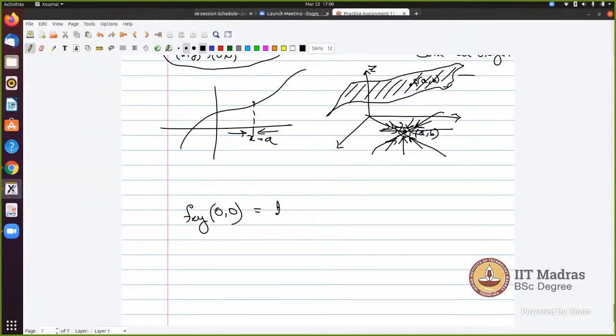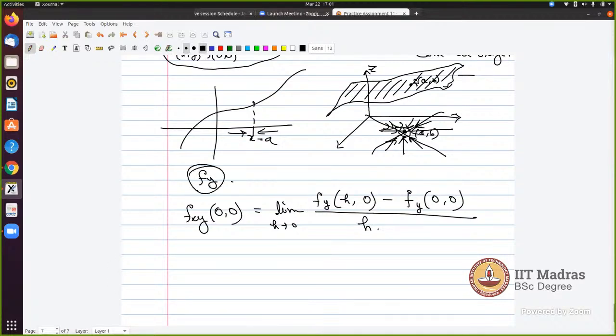So basically limit h tending to 0 of f_x. We have already differentiated with respect to x. Now we are differentiating with respect to y. So this is the first variable, this is the second variable. This is f_x(0,0). Right, this will give you, sorry, this is f_y, and then we are doing this. Is that okay? This is differentiation. So now my function is f_y, and I am differentiating this with respect to x. So what should I write?